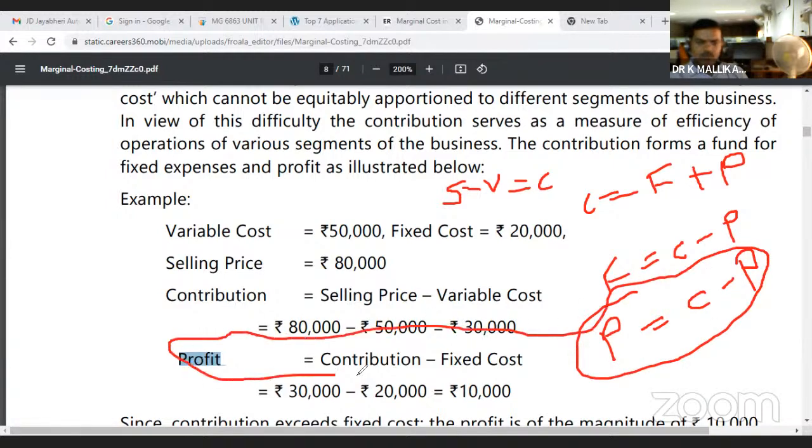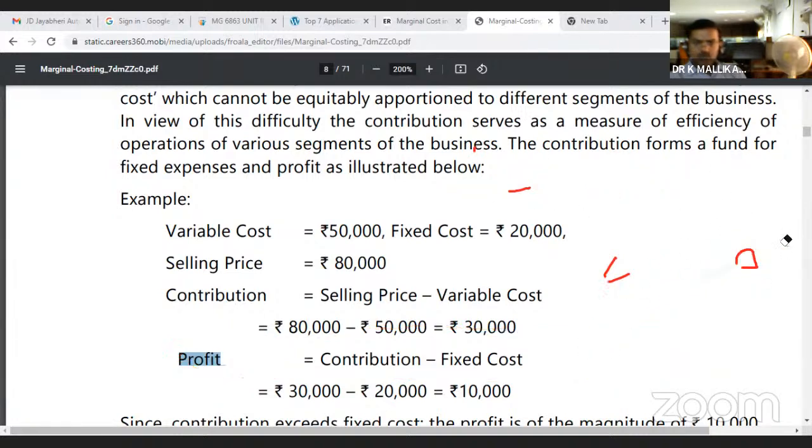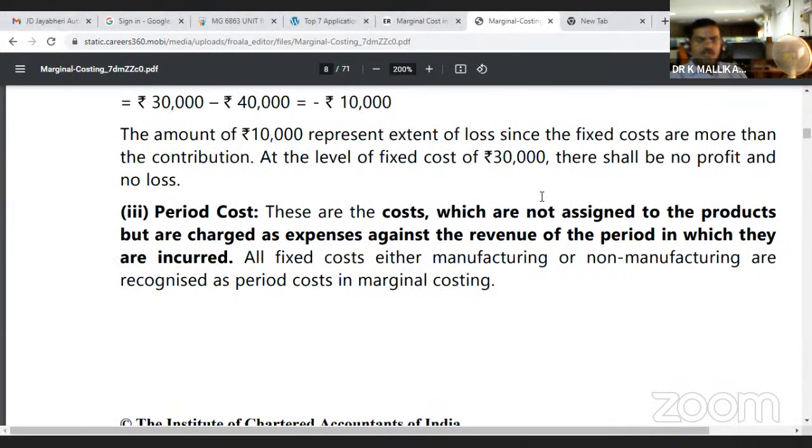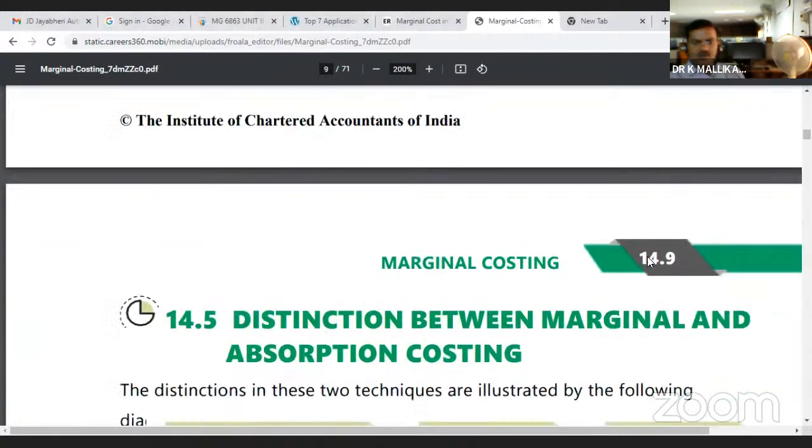So here we compare: contribution minus fixed cost is equal to profit. This is the marginal cost equation for calculating variable cost, fixed cost or profit. This way we can calculate the fixed cost. It is also called a period cost. These are the costs which are not assigned to the products but are charged as an expense against the revenues.